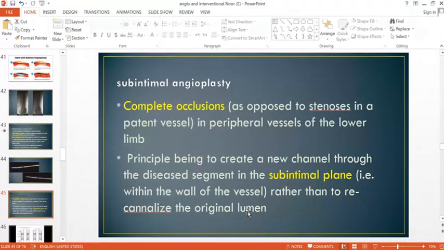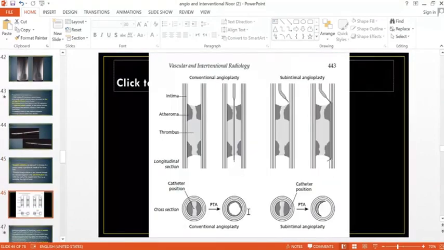Another modification of angioplasty is called subintimal angioplasty. It is useful for complete occlusions. As we said, routine balloon angioplasty is ideal for short stenoses. For complete occlusions of the peripheral vessels of the lower limb, the principle is to create a new channel in the subintimal plane, rather than to recanalize the original lumen.